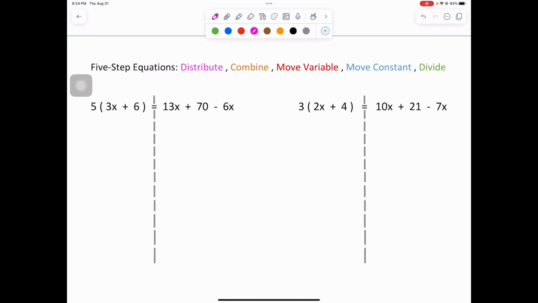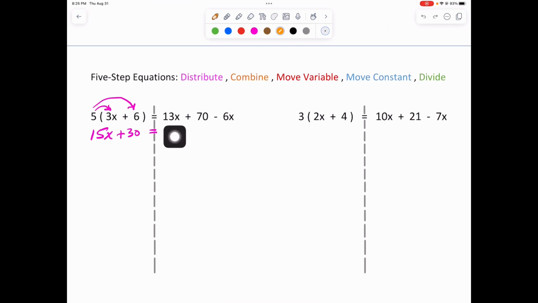We have a 5 in front of our parentheses here. So that 5 will get multiplied to 3x. 5 times 3 is 15. Don't forget your x. 5 times a positive 6 is 30. So plus 30. Bring down your equals. Bring down your 13x. Notice something. We have to combine like terms on the right side of the equation. This 13x can be combined with negative 6x. So 13x minus 6x is 7x. Bring down your plus 70.